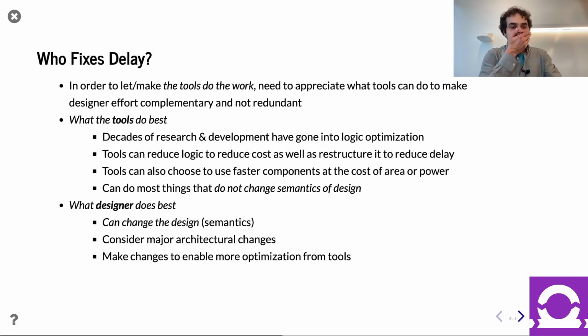Okay, so as I said, let's say you determine there's a critical path problem. How do you go about fixing it? Normally, if you're looking at the critical path as a problem, the tools have already tried optimizing it, right? So my attitude is usually that the tools do the work. You shouldn't be doing things tools can do. That's time wasted by you, right? So you want to make your effort complementary, doing things that tools can't do. If you're doing things tools can do, that's redundant, right?